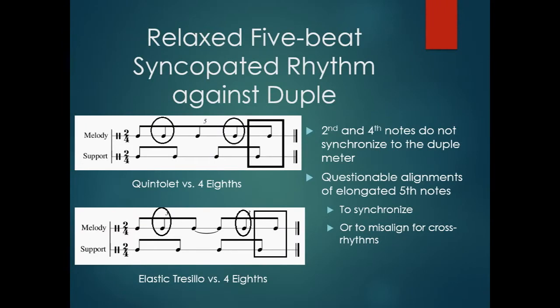Now if we take a look at the cantilé and elastic tresillo rhythms, and if we place those against duple rhythms, we'll see that we have a misalignment between duple and triple. In the first example, I've placed the cantilé against 4/8 notes, but we have misalignment with the 2nd and 4th notes. So this allows cross rhythms. I'll demonstrate here. Whereas if we go back to the Senkio rhythm, we have synchronization.